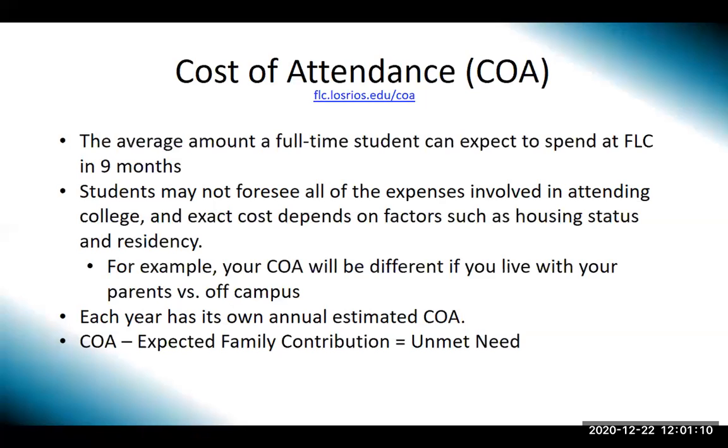To begin, I'll go ahead and explain the cost of attendance. The cost of attendance is the average amount a full-time student is anticipated to spend while attending college. Students may not foresee all of the expenses involved in attending college. An exact cost depends on factors such as housing status and residency. For example, your cost of attendance will be different if you live with your parents versus off campus. The reasoning behind this is because when you live with your parents, it is expected that they will contribute to your room and board, versus living off campus without parents, you're covering all the costs on your own.